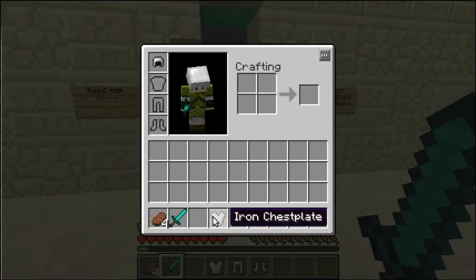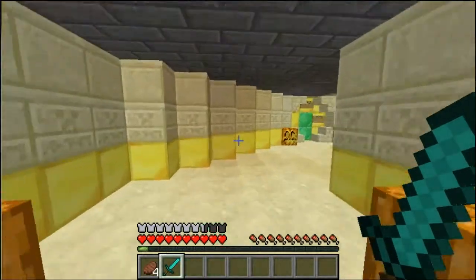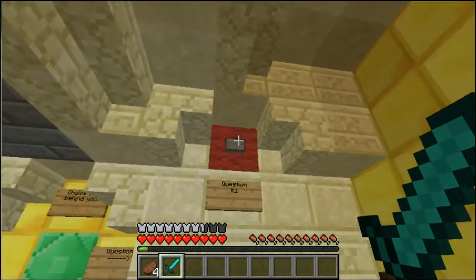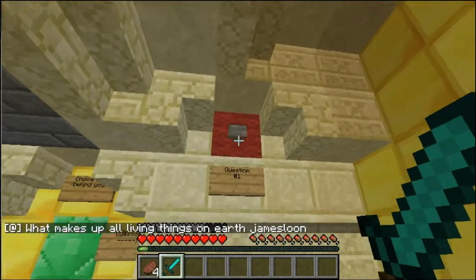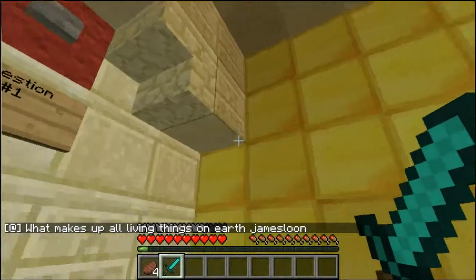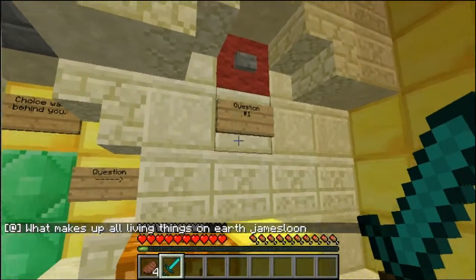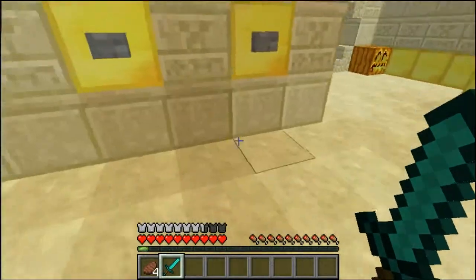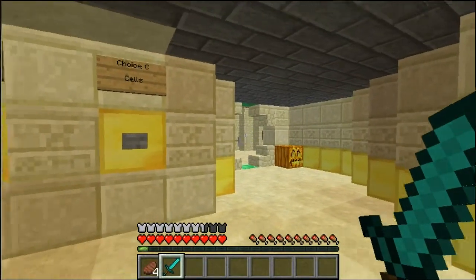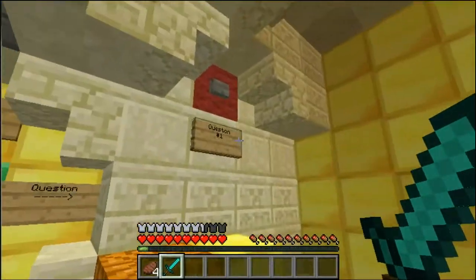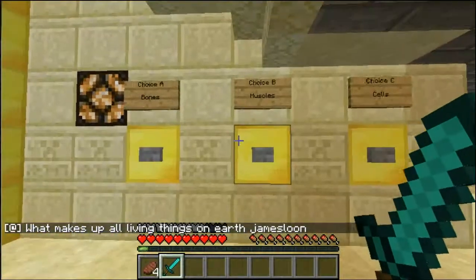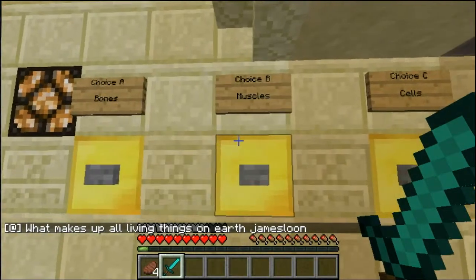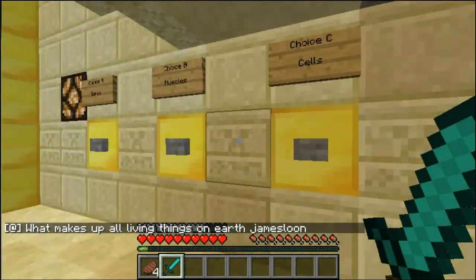Alright, so this game goes over the topic of cells, and basically it's a question answer setup that you go through, press the question, and then you select the correct answer, and if you get it wrong, it'll teleport you all the way back to the beginning. So question 1 says, what makes up all living things on Earth? Choice A, bones. Choice B, muscles. Choice C, cells. It is choice C.